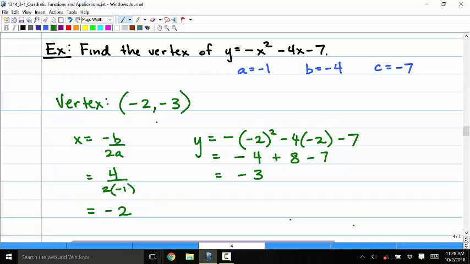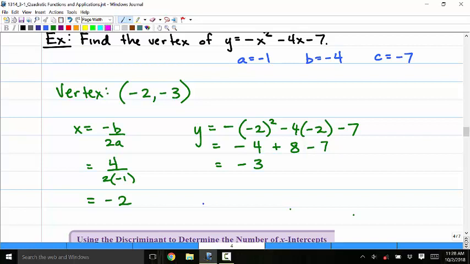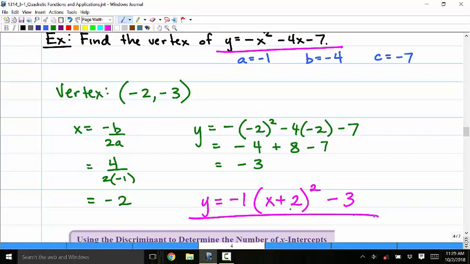Okay, if I wanted to write this equation in vertex form, I would get y equals negative 1, that's my A, times x minus h, so x minus negative 2 becomes x plus 2 squared, plus k, so plus a negative 3 becomes minus 3. This equation and this equation are the same parabola.